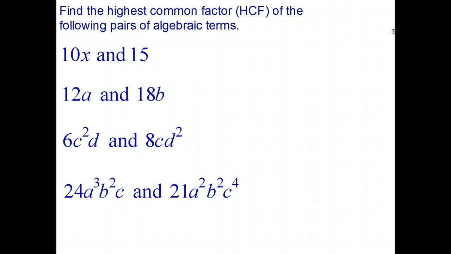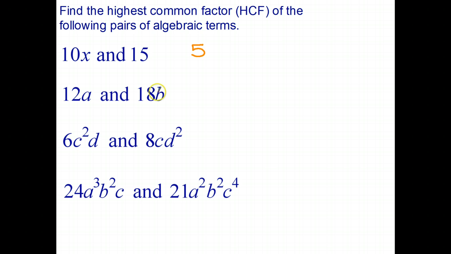Okay, now we can do the same thing with algebraic expressions or algebraic terms. So 10 times x and 15. We're looking at the numbers to start with. And again, starting with the smallest number, 1 times 10. Well, 10 is not a factor of 15. 2 times 5. 5 is a factor of 15. So the highest common factor contains a 5. There's a factor of x there, but there's not one there. So that's the highest common factor.